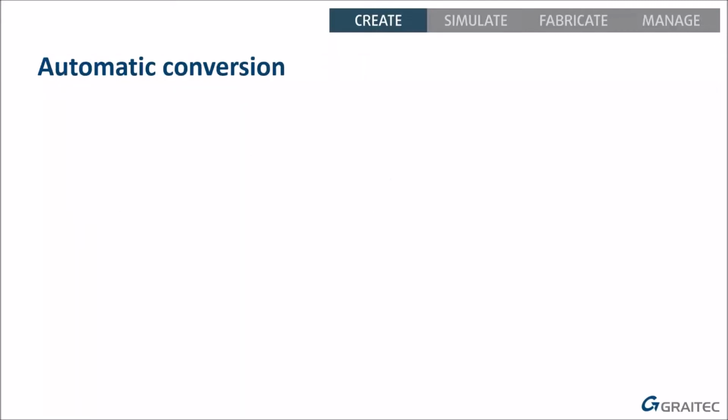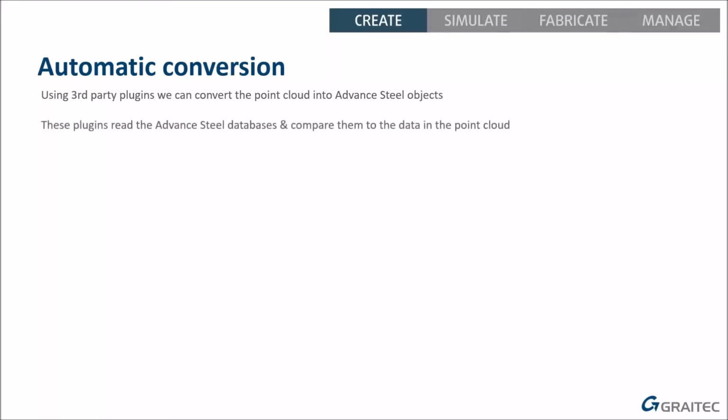The last little bit is a few seconds introduction. There are options out there, and there are add-ins and third-party plugins that will actually convert the point cloud into advanced steel objects automatically. So what they can do is they can read the advanced steel databases, and then they look at the cross sections of the steel inside the point cloud, and then if it falls within a certain region, it will then draw the beams in. There are plugins available for AutoCAD and Revit.